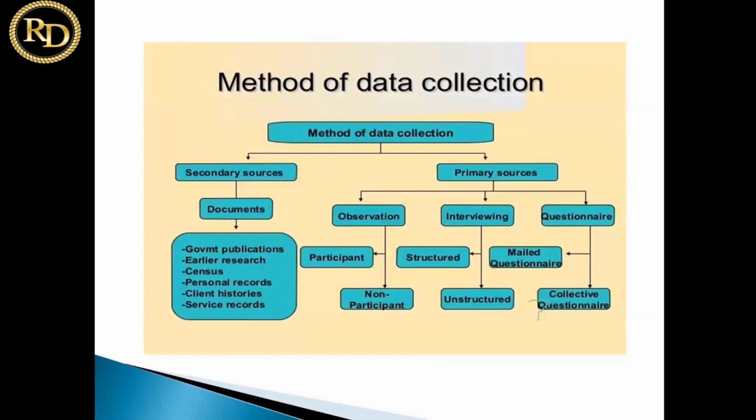Now this is for the primary data. Here see methods of data collection. Secondary we have discussed, these documents and publications, and now we focus on the primary source of information, maybe through observation, interview, and questionnaire, as we have discussed. And in observation we can have participant and non-participant, and on both we can get the information. And the interview may be structured and unstructured, and questionnaire may be mailed questionnaire and collective questionnaire, and it may also be a schedule.